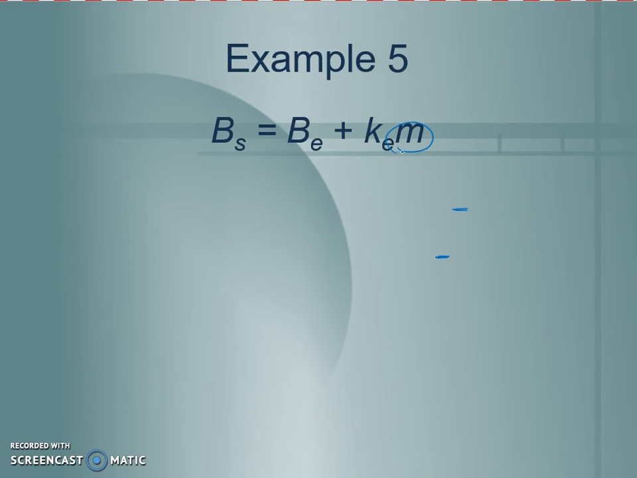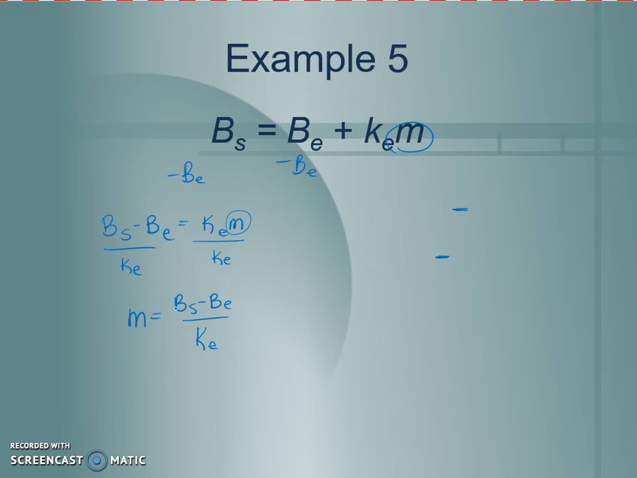First things first, this looks like a two-step equation to me. I'm adding or subtracting and then multiplying or dividing. So I will have to subtract the BE value from both sides. And then I still want to get M all by itself, so I'm just going to divide by KE. Now I'm left with M equals BS minus BE over KE. And then we can go ahead and substitute in our values.